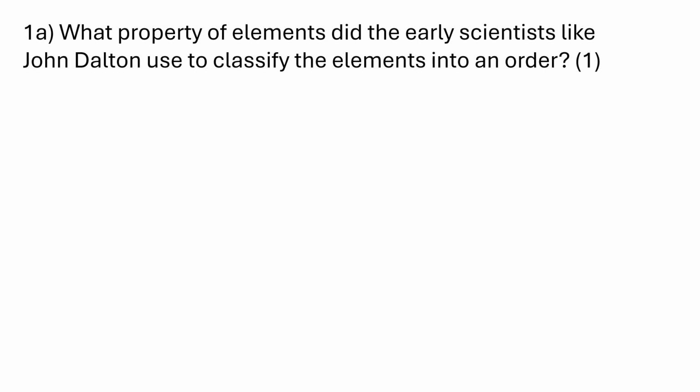This question is all about how we classify elements in the periodic table. So question 1a. What property of elements did the early scientists like John Dalton use to classify the elements into an order? And that would be atomic weight. They literally put them from lightest to heaviest.